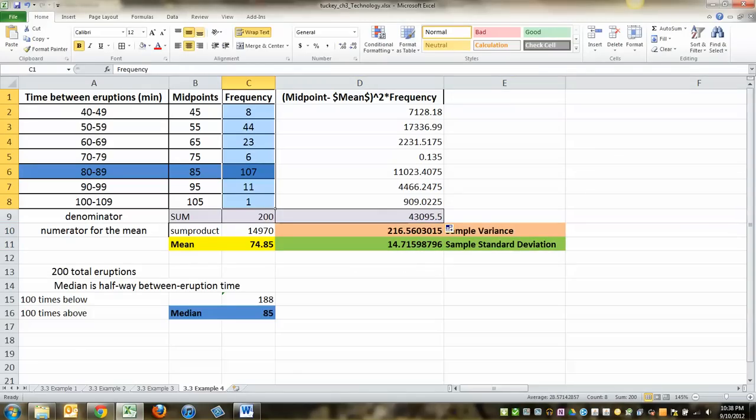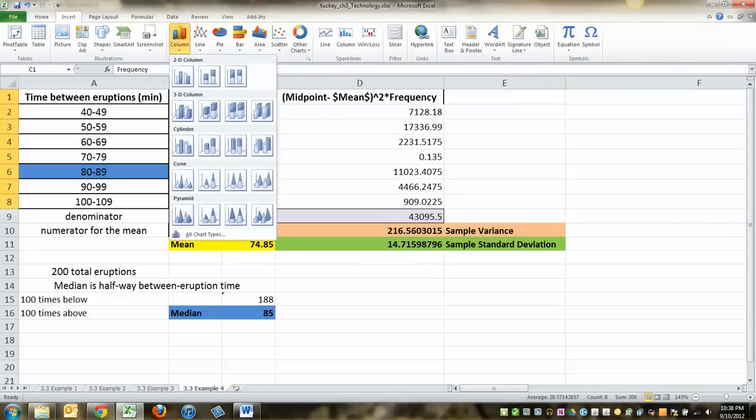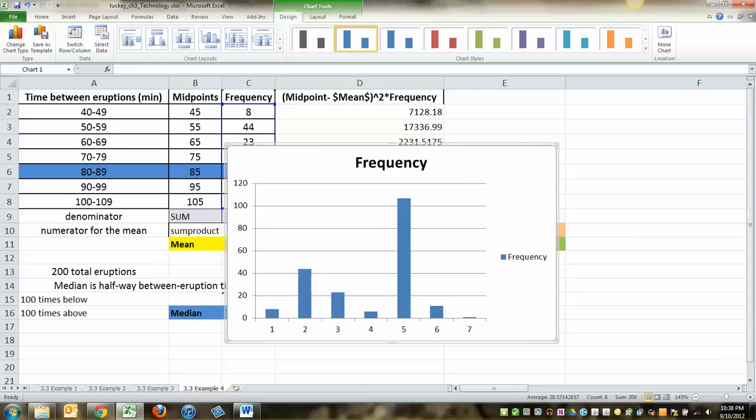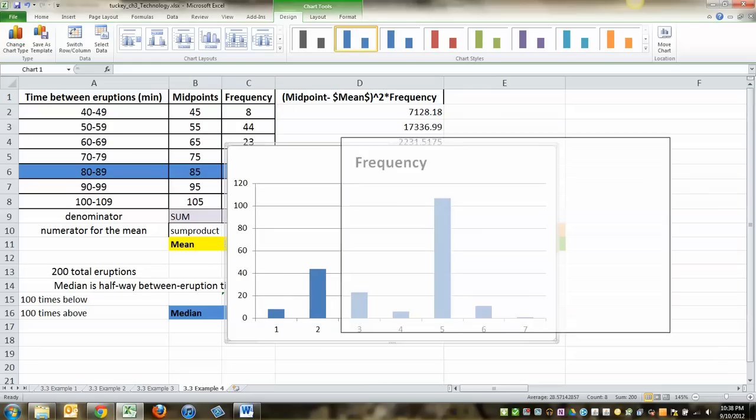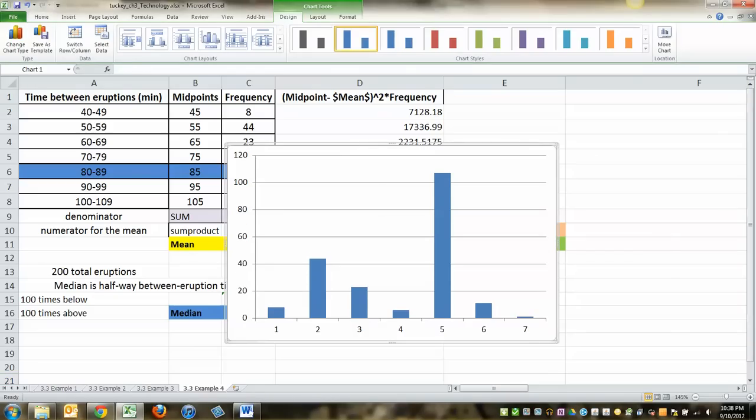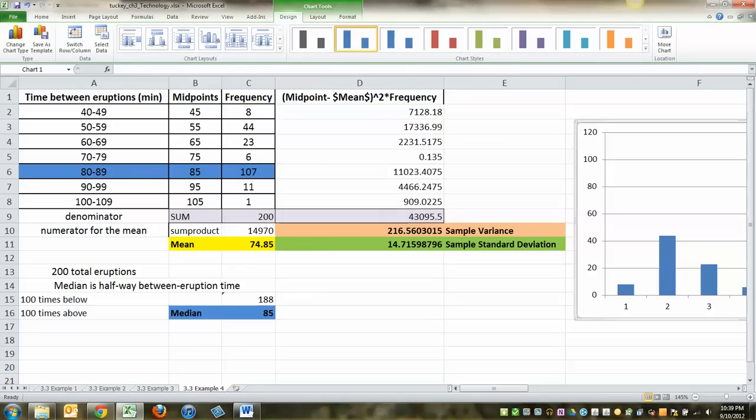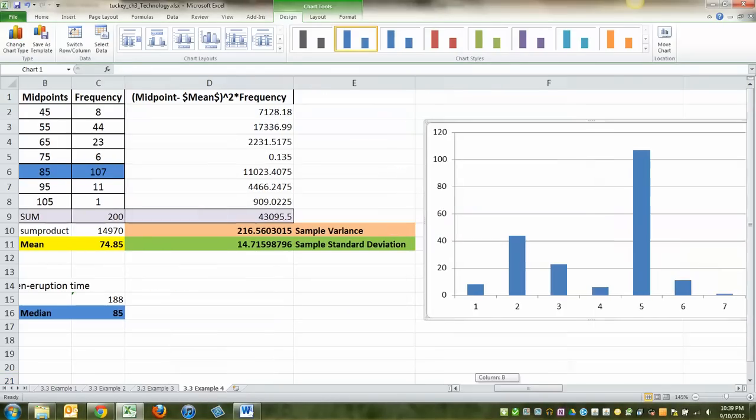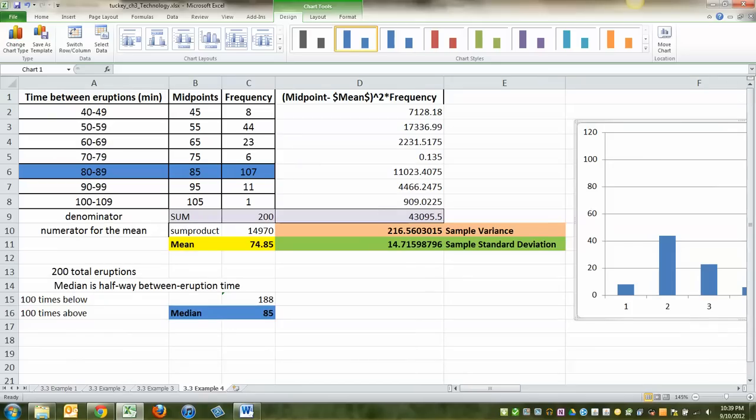Well, if I go to insert column chart, there you go. See it? Skewed left. It's got a big old tail like that. Okay, I can just kind of knock that off to the side. I don't need a title for it. It's just a quick picture. So you can see that it's skewed left. You can see it there in the graph, and you can also see it here.